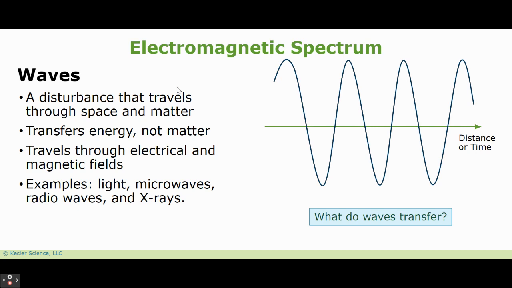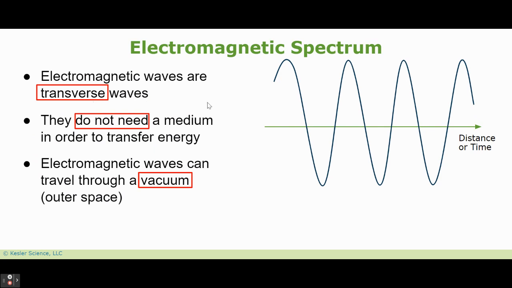All right, so some of this stuff is going to be review because you've already learned about transverse waves. So remember that waves are a disturbance that travels through space and matter. They transfer energy, they do not transfer matter. They can travel through electrical and magnetic fields, and some examples are light, microwaves, radio waves, and X-rays.